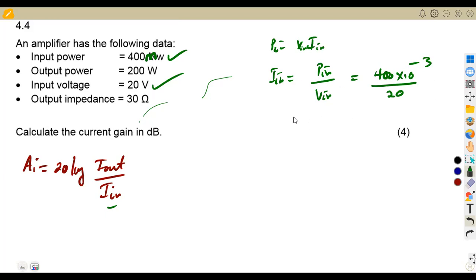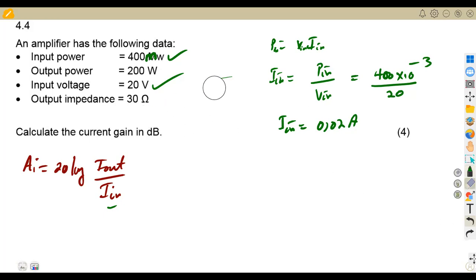So the input current is going to be equivalent to 0.02 amps. When you simplify properly, you're supposed to have something in exponents, but you can just leave it like that. You write the answer in the way that you want. A fraction or a decimal is one and the same thing. All right, then let's move on to the output.